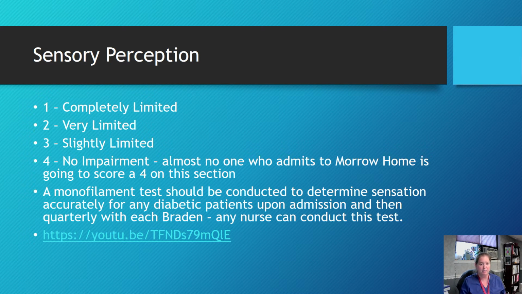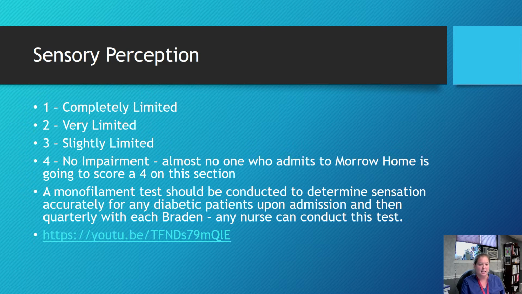So basically, if a person has a completely limited sensory perception, it means that they either can't really feel anything, or they cannot react to that at all. So we have some people who have really significant dementia, who can't communicate their needs, who can't verbalize discomfort, who can't respond if something on their body, like if they've been sitting too long and it's uncomfortable for them, but they can't do anything about it.